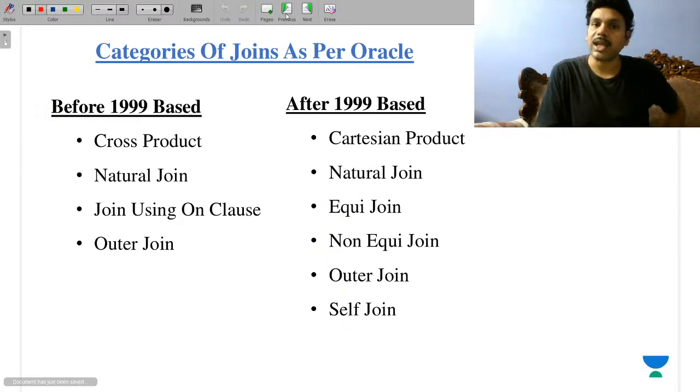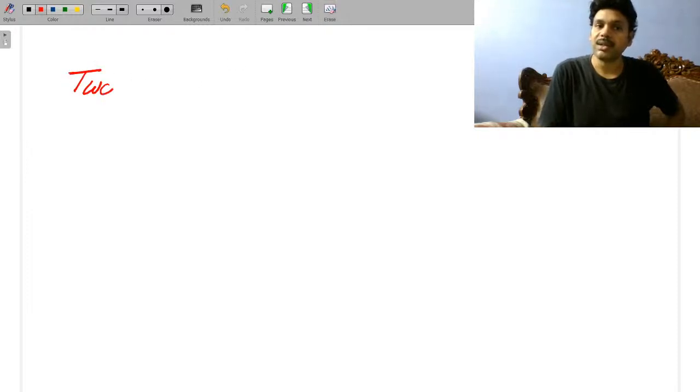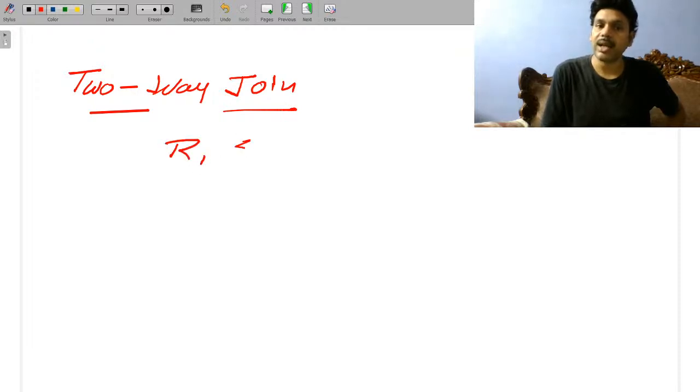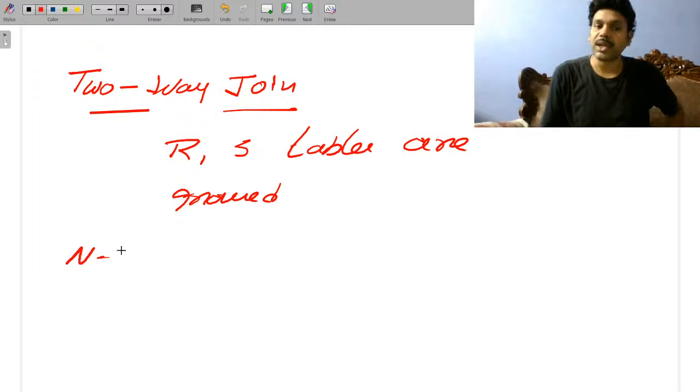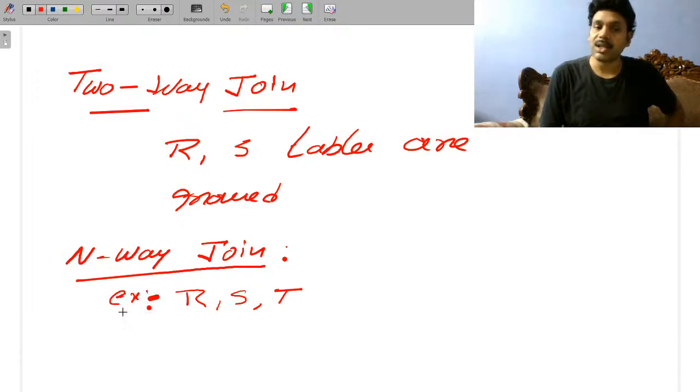If you look at the other type of join, that is two-way join and n-way join. When I am talking about the two-way join, the join is between two instances. Say in the join, R and S tables are involved. If I am talking about n-way join, you can say multiple instances are involved; it may be a three-way join or four-way join, all those kinds of things come into this. For example, say R, S, T, the three table instances, are involved in order to share the data.